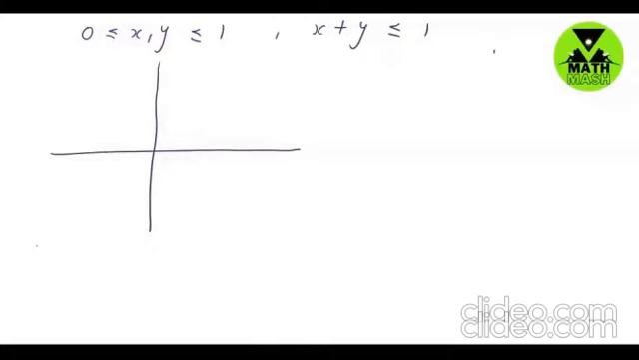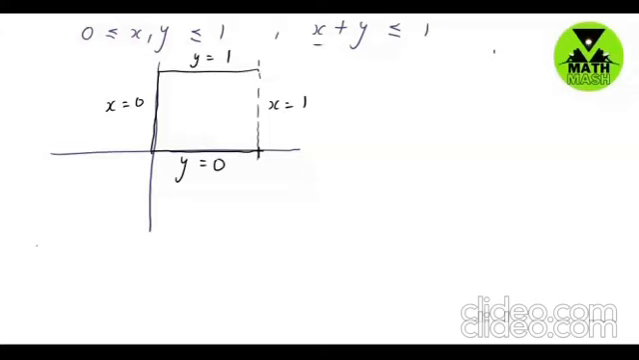This is the line x = 0, then x = 1, let this be 1. The line y = 0 is this one, and y = 1. So these are x = 0, x = 1, y = 1, and y = 0. One more condition is given, that is x + y ≤ 1.